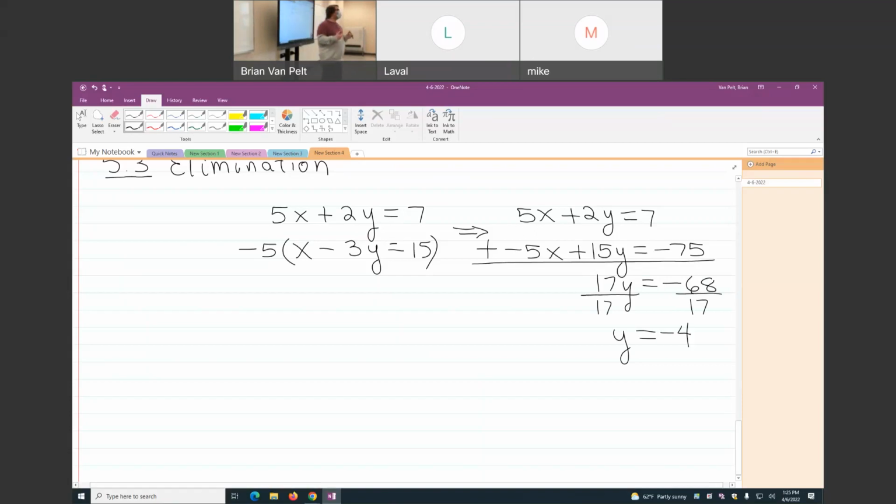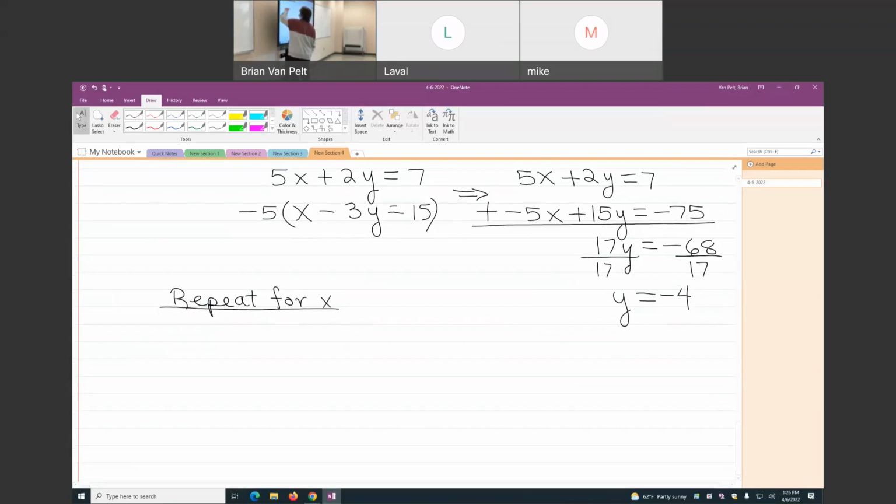Now we go back and redo the same thing again. But instead of making the x's go away, I want the y's to disappear. So let me write this, repeat, for x. So I rewrite the entire problem again.